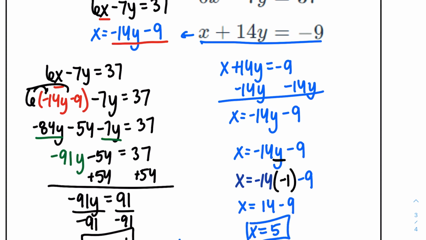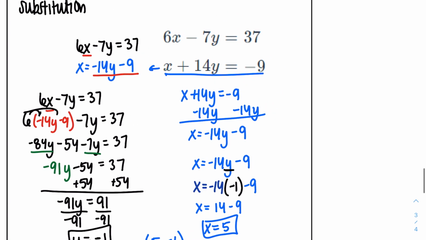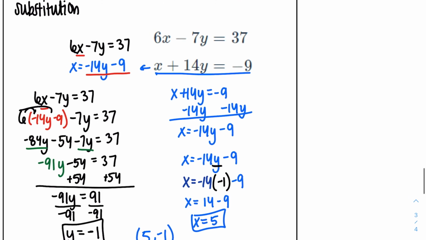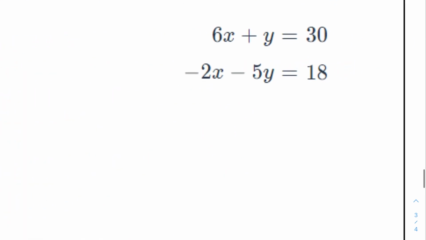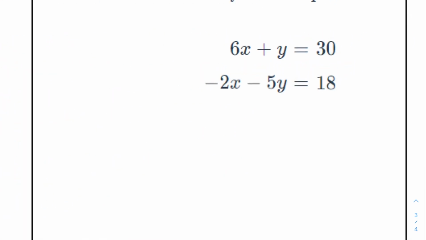You could have chosen a different method, but as long as you get the answer 5, negative 1, that's what matters. Now the last problem here, again, another choose your own adventure. I noticed that nothing is in y equals, so since neither one of them is, I'm probably not going to graph this one. I do see that my x's and y's are matched up. So for this one, I'm going to choose the elimination method.